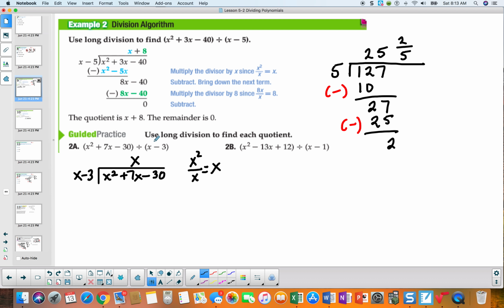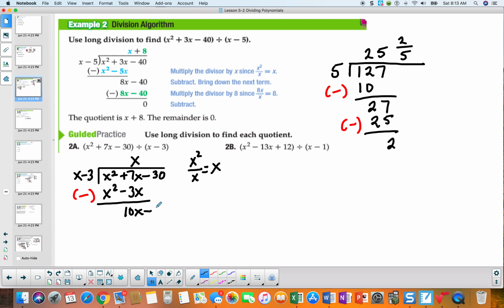We're going to multiply. You're going to take the x and multiply it to the x, and that's going to be x squared. You're going to take the x and multiply it to this, and that's negative 3x. And what we're going to do is we're going to subtract. In subtracting, this is going to change to a negative x squared, and when we add, that becomes 0. This is going to change to a positive 3x, and so when we add, that's going to be 10x.